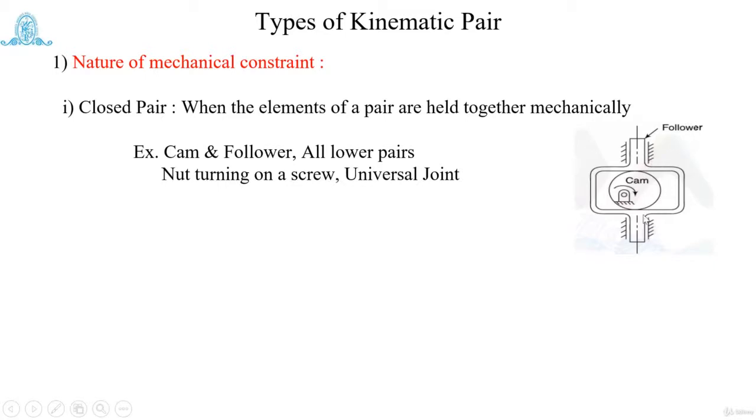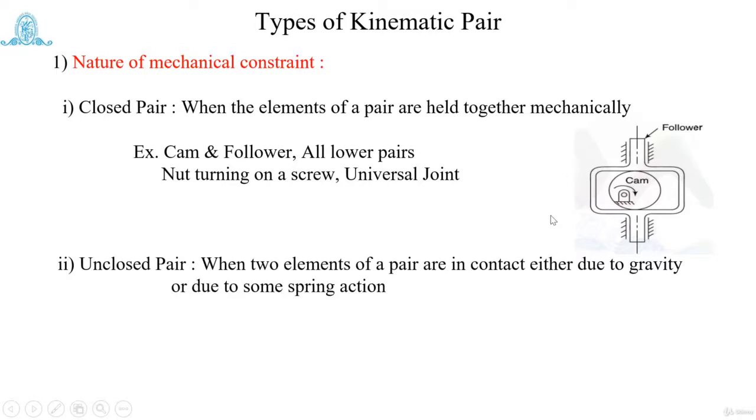In this way the motion is transferred from the cam to the follower. But if you look at the diagram, every time the cam does not lose contact with the follower. So mechanically, once they are held together, they will always be in contact with each other. If you take the second pair, that is the unclosed pair, what is the definition for that one?